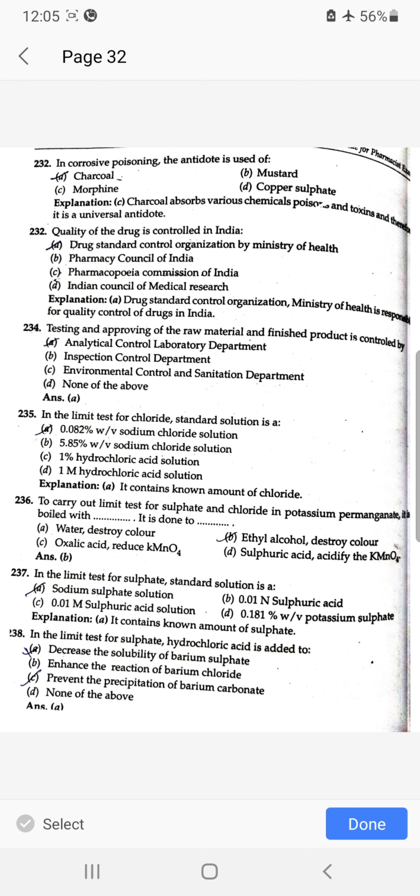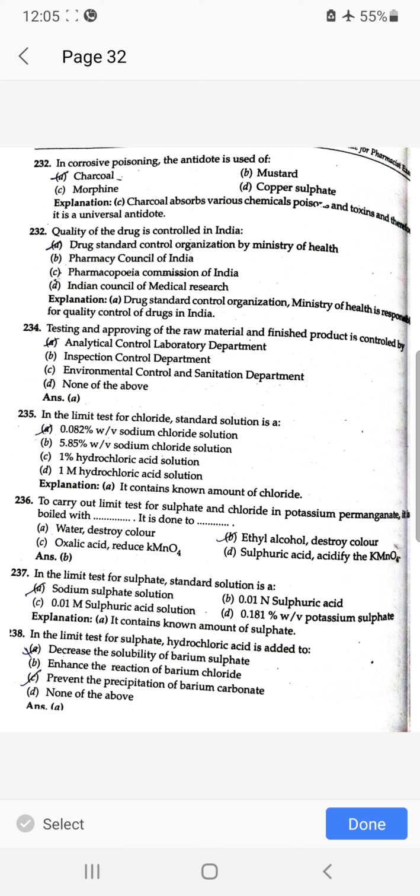Quality of drugs in India is controlled by the Drug Standard Control Organization under the Ministry of Health. Testing and approving of raw material and finished product is controlled by the Analytical Control Laboratory Department. In the limit test for chloride, the standard solution is 0.082% w/v sodium chloride solution. In the limit test for sulfate and chloride, potassium permanganate is boiled with ethyl alcohol to destroy color.